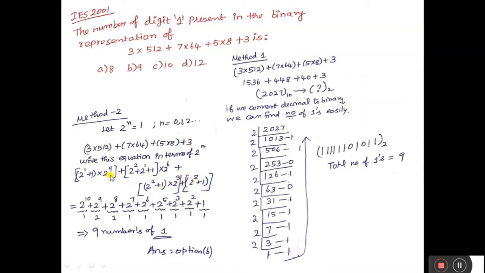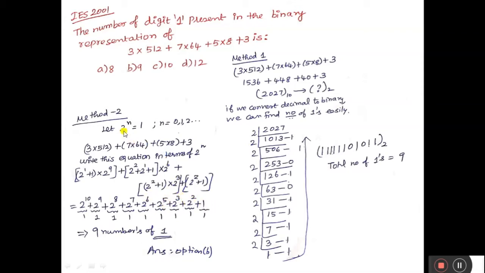If you multiply this 2 power 9 with this term, I can write 2 power 10 plus 2 power 9, plus 2 power 2 into 2 power 6, that is 2 power 8, plus 2 power 1 into 2 power 6 becomes 2 power 7, plus 2 power 6, plus 2 power 2 into 2 power 3 becomes 2 power 5, and 2 power 3, 2 power 1 plus 1.